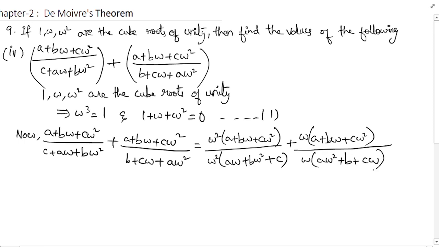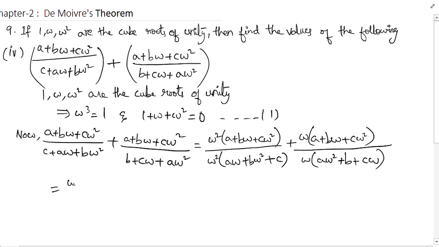So did you understand here? I have just multiplied and divided the numerator and denominator by omega square in the first one. And in the second one I have multiplied and divided by omega. So now let's see what happens next.